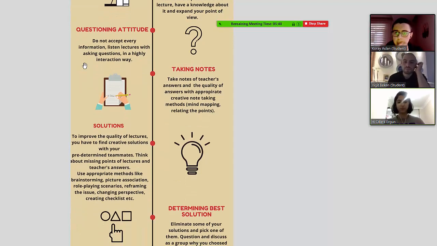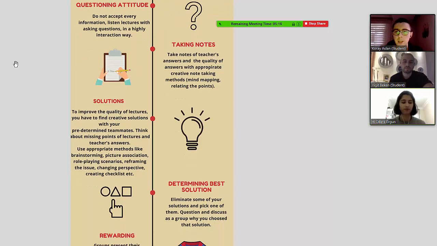And as a third step, we have taking notes. Students take notes of the teacher's answers and the quality of answers with appropriate creative note-taking methods that we talked about in previous slides, like mind mapping, relating the points. These are some parts of critical and creative thinking. Students must use these note-taking methods.